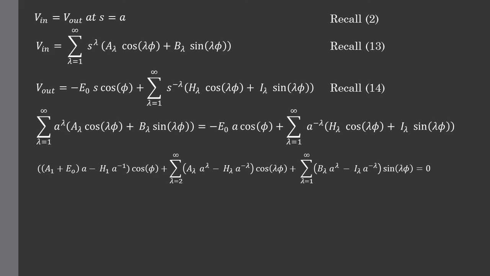I've chosen to go ahead and combine things by putting everything in front of cosine phi together, and everything in front of cosine lambda phi together, and everything in front of sine lambda phi together. And this is an advantage because recall that in general, cosine phi is not going to be 0, sine lambda phi is not going to be 0, cosine lambda phi is not going to be 0. So to get this to be 0 in every case, whatever's in the parentheses in front of each trig function has to be 0.